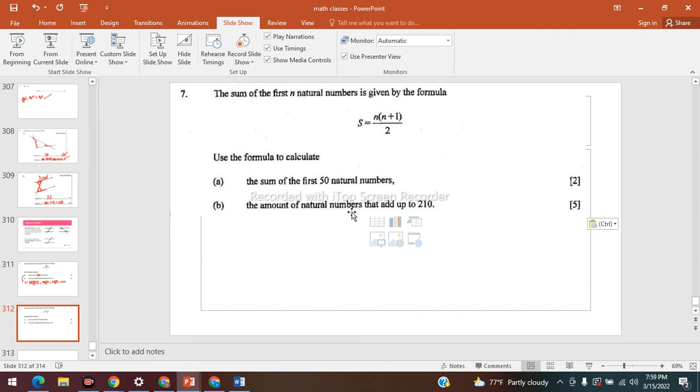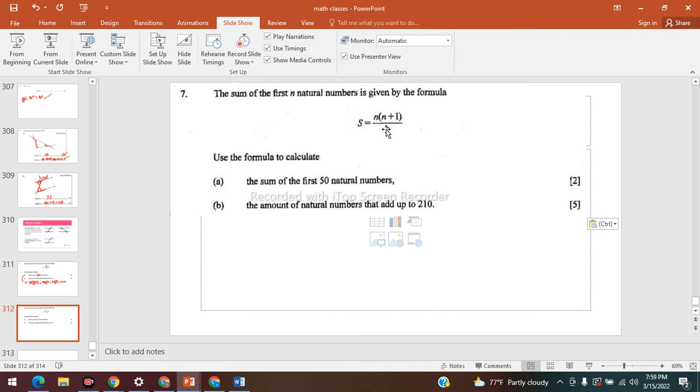Okay, so the amount of natural numbers that add up to give us 210. And this is for 5 points. It's crazy. Do we have time to do it? We don't. Yeah, that's 5 points. I know I can take 2 minutes to explain. So when we come back, in fact, do it for homework. Try it. So that's the homework.